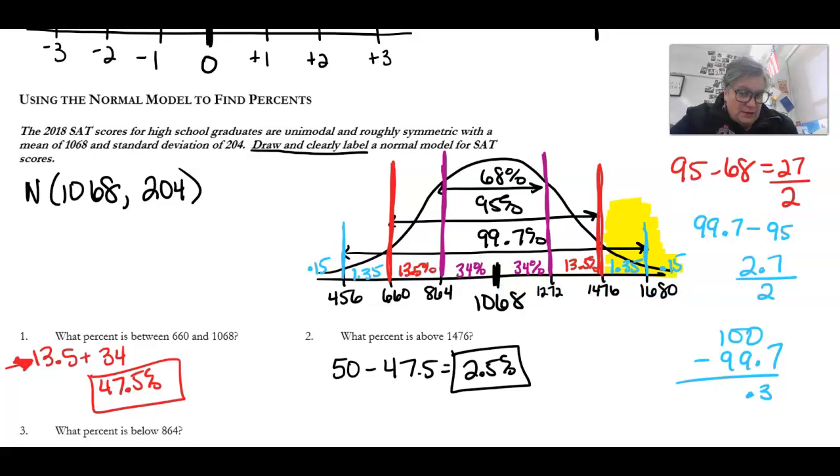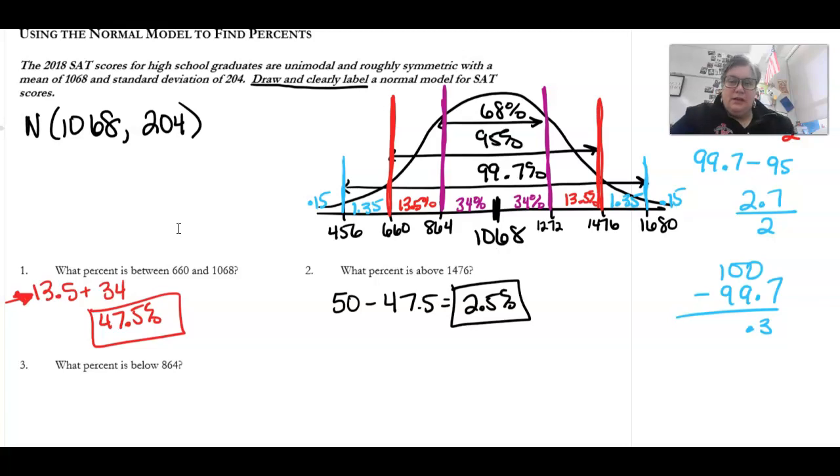Now, these percents never change, so if you get in the habit of writing these little ones down or you recognize them, then you won't have to figure them out again. They're not required to be written down. The 68, 95, 99.7 is. Okay, let's look at the last one.